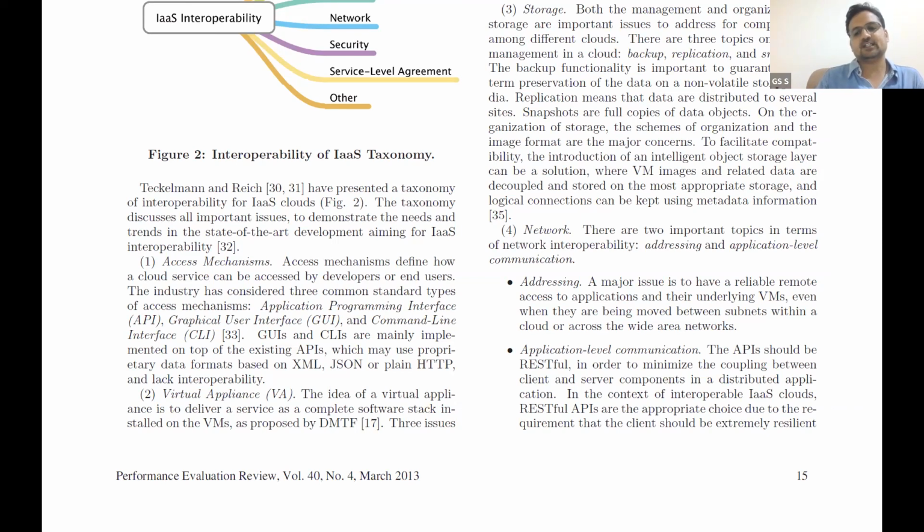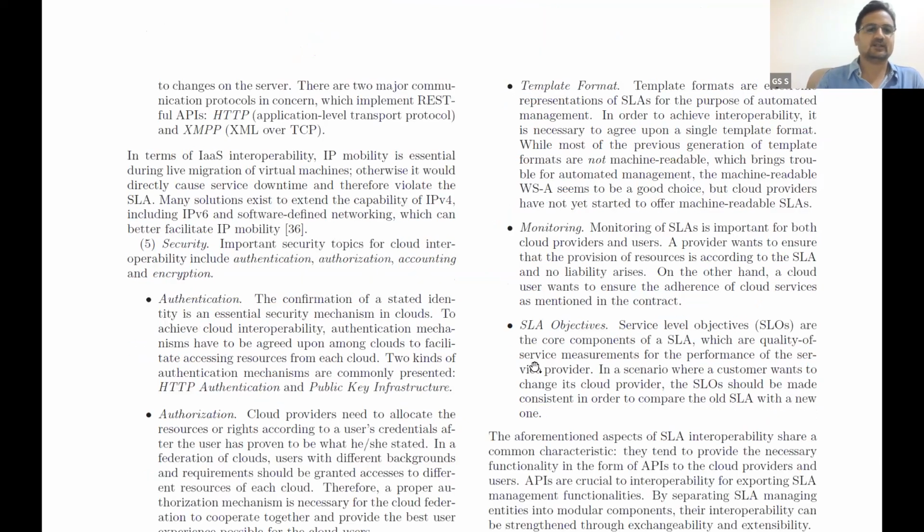Application level communication, the API should be RESTful. What are RESTful APIs? Those which run using HTTP, right? So that is available. And if you have RESTful APIs, then they are interoperable, because they are governed using HTTP. There are two major communication protocols, RESTful APIs over HTTP, we all know this, and XMPP. This is a very interesting protocol, XML over TCP, to carry data between web services.